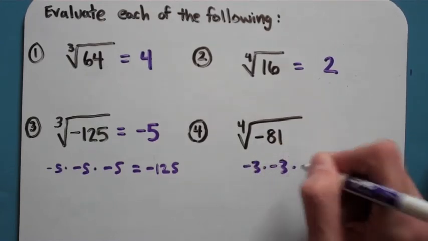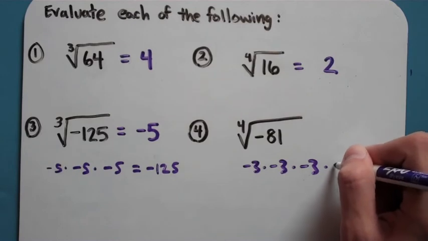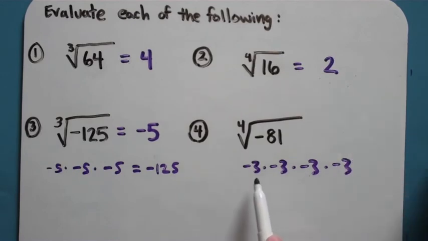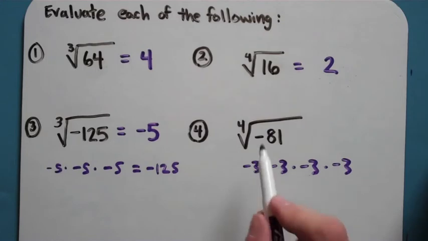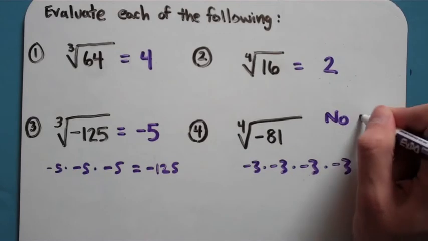On our next problem, though, we have the 4th root of negative 81, and this one's bad news, because if you multiply 3 four times, you get 81. If you multiply negative 3 four times, your negatives cancel, and you still get a positive 81. So this negative is a problem for us here. This has no real solution.